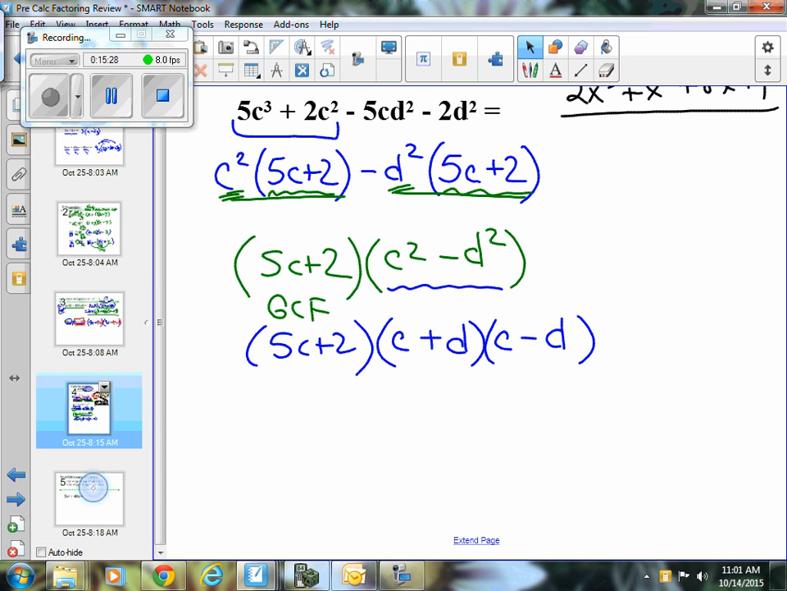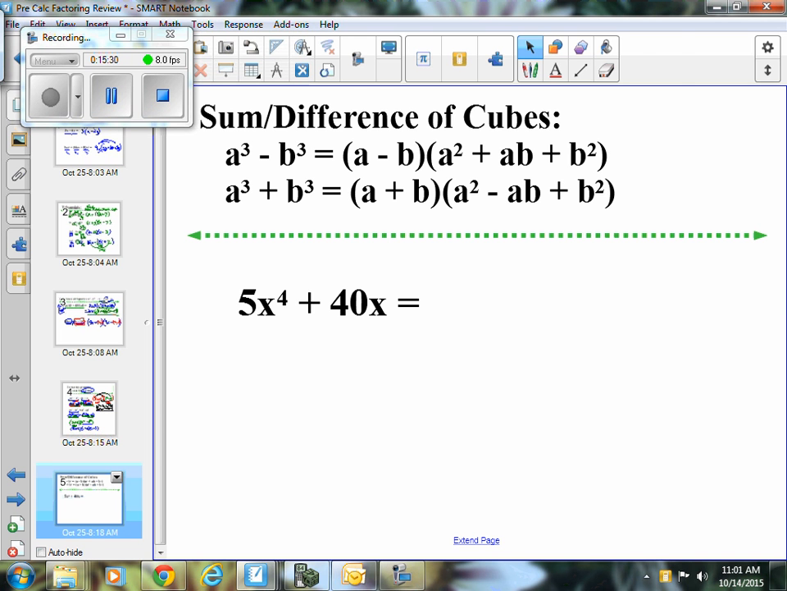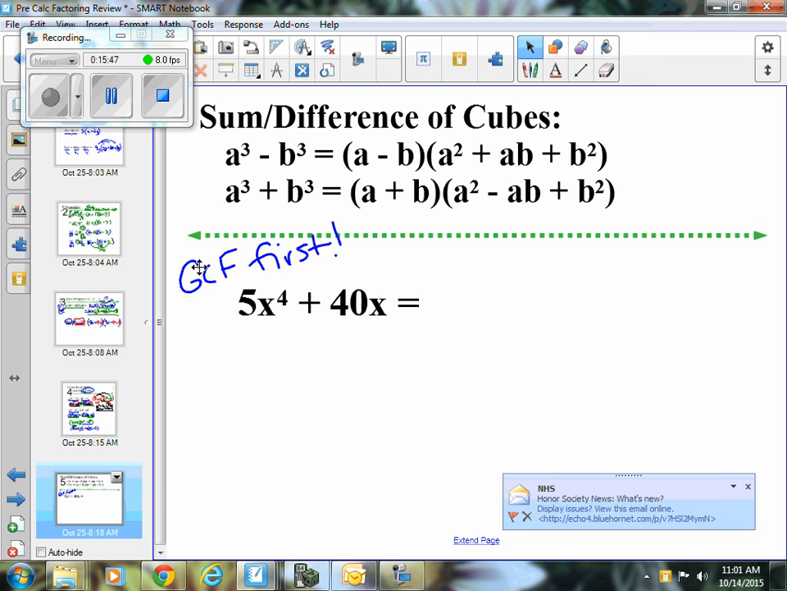Okay, last thing we're going to talk about is sum and difference of cubes. There are formulas for these that you can work through. These are always true. It's something you can look up. If you multiply it out, it works. You just have to recognize if it's something cubed. So don't forget GCF first, right? That's really important. So GCF first, and we can pull out that common factor.